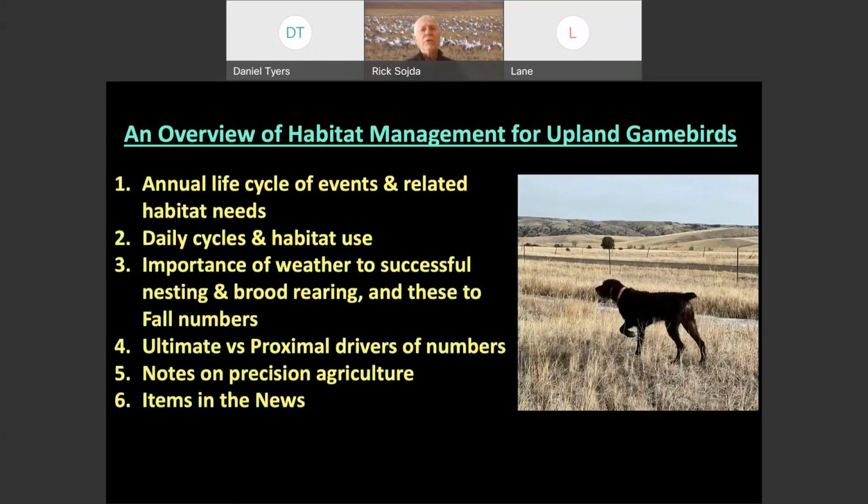Here's the overview of what we're going to do, the outline. Talk about annual life cycle of events and related habitat needs to start. Then we'll talk about daily cycles and habitat use. We'll talk about weather and its importance to successful nesting and brood rearing, and also how that relates to fall numbers. I'll briefly talk about ultimate versus proximal drivers of numbers, and particularly habitat being that ultimate one. Then I'm going to talk a little bit about precision ag, my current project at MSU. And then I'm going to conclude with 3 or 4 items in the news in upland game birds in Montana, and if you're not aware of them, you should be.